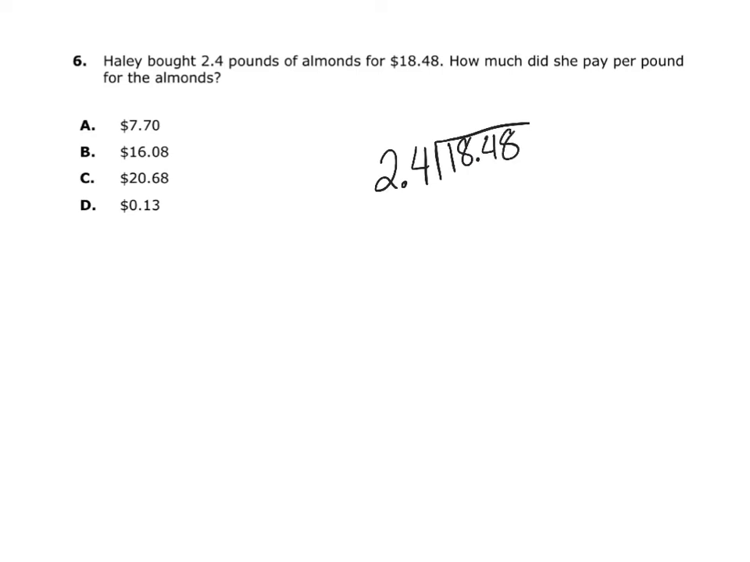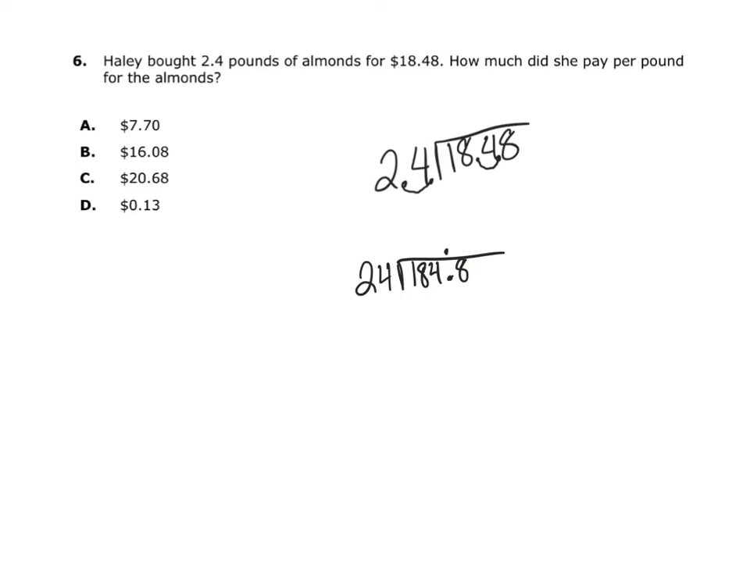Now we aren't allowed to have decimals on the outside of the box, so we have to move this over 1 decimal place. What we do to the outside, we also have to do to the inside. So we end up getting 24 divided by 184.8. When dividing, I always like to bring that decimal straight up. It just helps the place value later on.